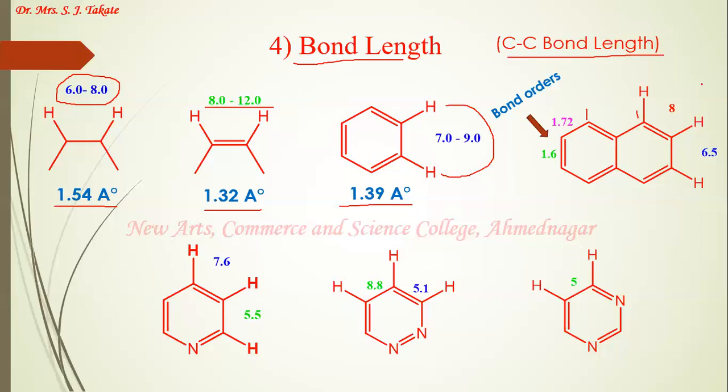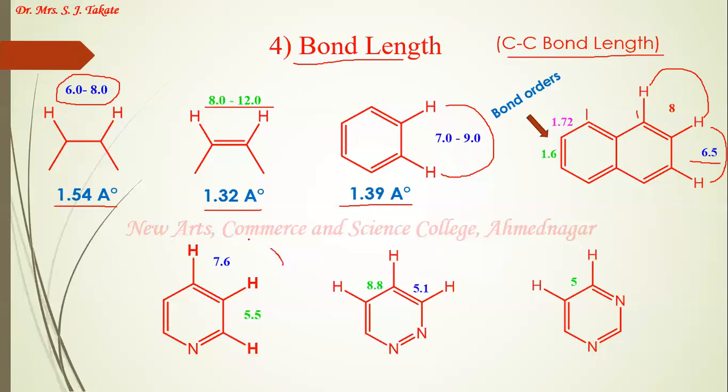This can be seen in the coupling constant values. The protons present on the 1 and 2 carbon atoms have a coupling constant value of 8 Hertz, and for the 2,3 protons it is 6.5 Hertz. More single bond character, smaller is the coupling constant value. So this means that the longer the bond, the smaller is the coupling constant value, while the shorter the bond, the larger is the vicinal coupling constant value.